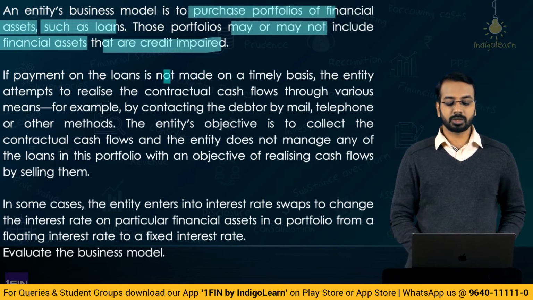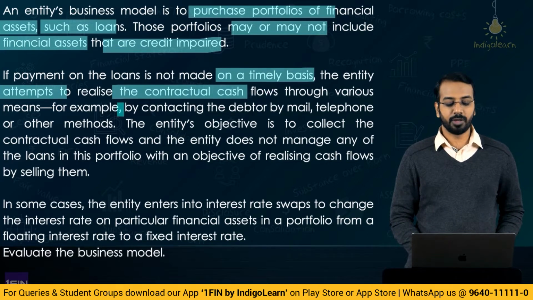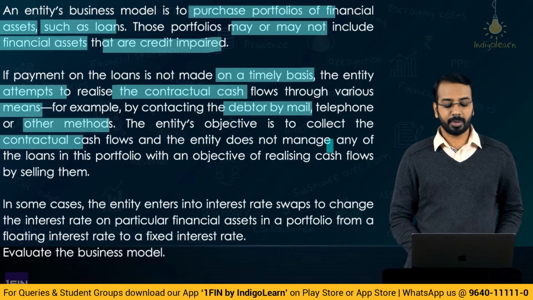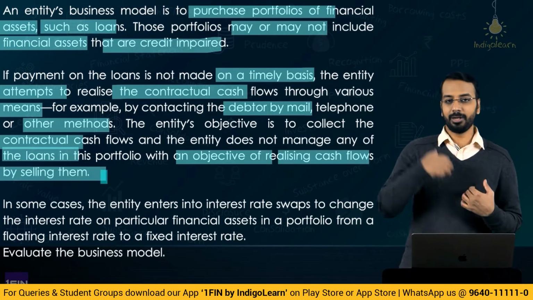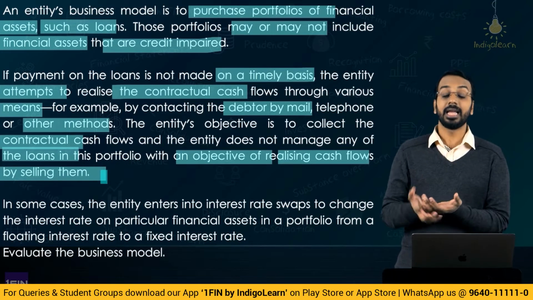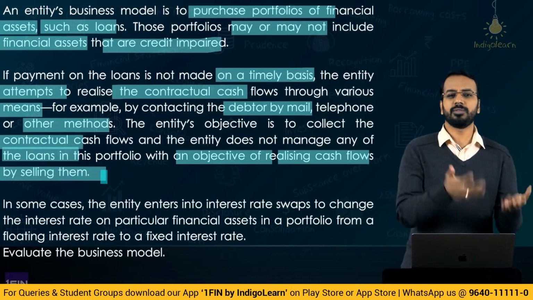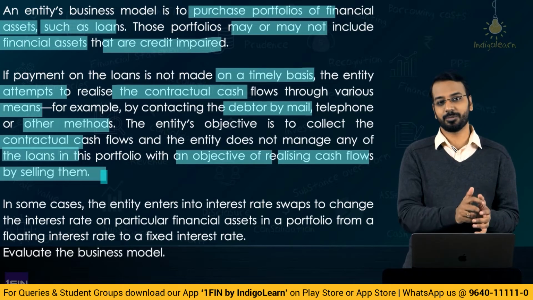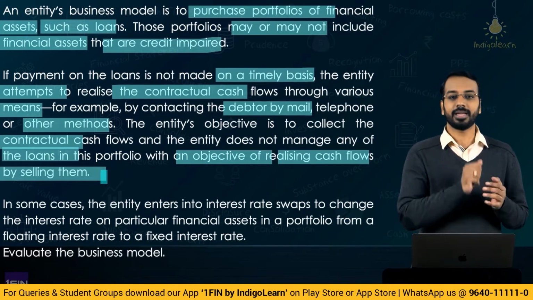If payment on the loans is not made on a timely basis, the entity attempts to realize the contractual cash flows through various means, for example, by contacting the debtor by mail, telephone or other methods. The entity's objective is to collect the contractual cash flows, and the entity does not manage any of the loans in this portfolio with an objective of realizing cash flows by selling them. So this entity will buy loans from other entities, and what is the objective? They will follow up with the customer, they will chase customers, and they will try to collect the money from the customers. They don't want to sell it to another entity.